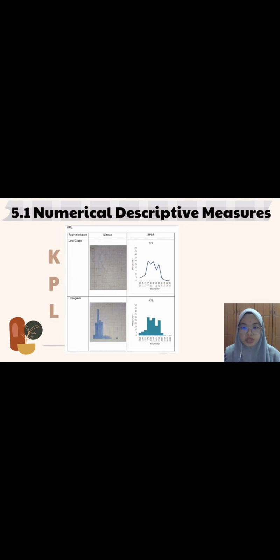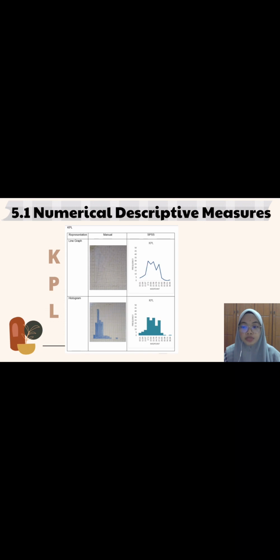This numerical descriptive measure for KPL is based on the drawing graph above. The group data is used and it is plotted with an x-axis and y-axis. The x-axis represents the midpoint of the class interval and the y-axis represents the frequency of the data.